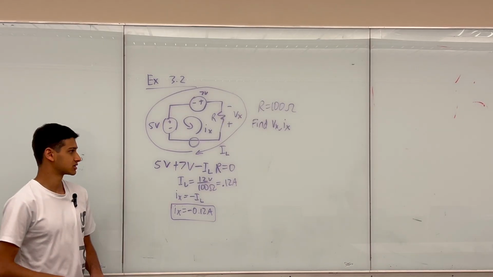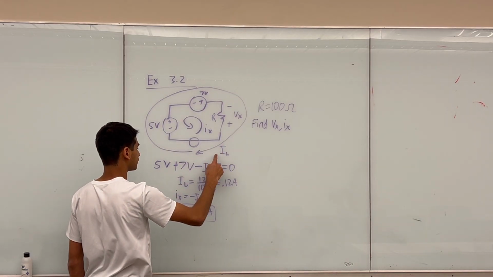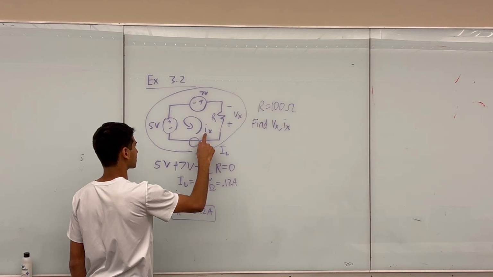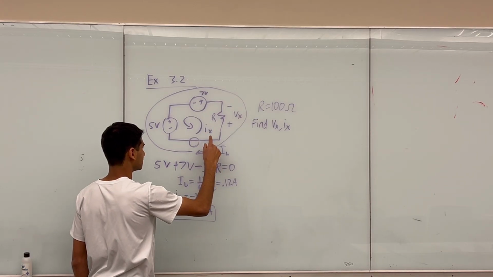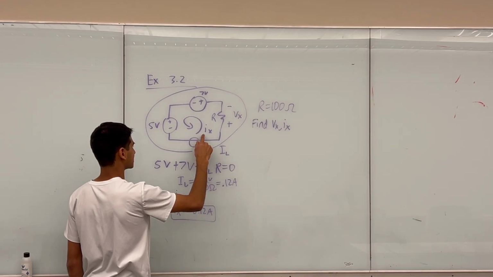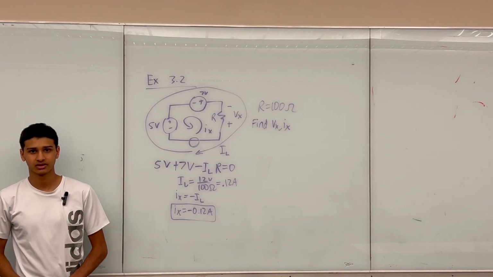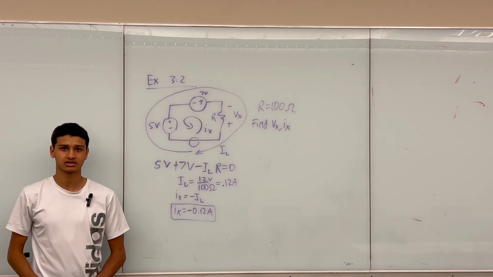So all I did was I wrote a loop based on what my intuition was telling me. I solved for that current, and I compared that current to what the problem gave me. If they faced in the same direction, then I know my answer is positive, but since they face in the opposite direction, I know that my answer was negative. And so next, I'll be solving for Vx.